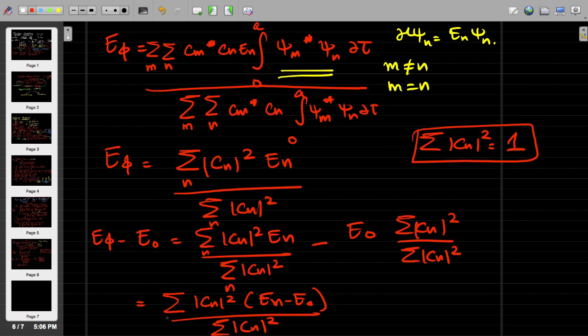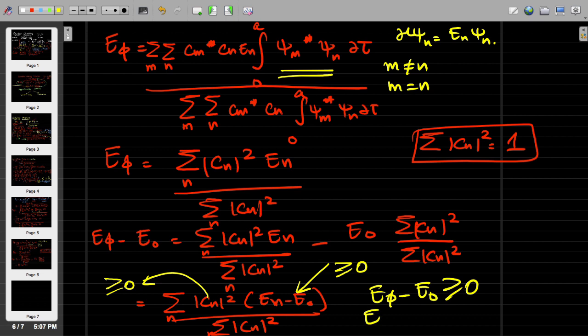So this is very important for us to understand, largely because you know for a fact that at best En minus E0 can be equal to 0 when n equals 0, or En minus E0 is always greater than 0. So this term ends up being greater than or equal to 0. Similar is the case for the summation of mod Cn square, which is always greater than or equal to 0. So this indicates E phi minus E0 is always greater than or equal to 0. Therefore, E phi will be greater than or equal to E0.